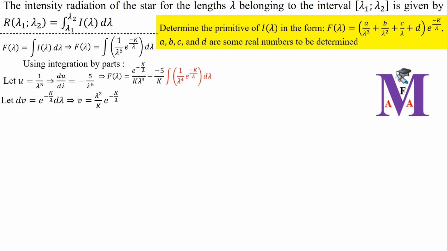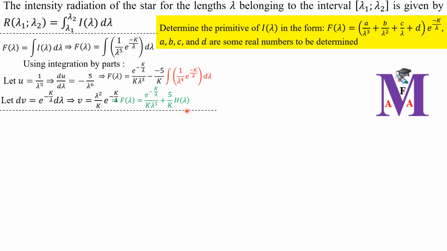Doing it, you get your f of lambda to be equal to this. So we can simplify to get our f of lambda to be e raised to the power negative k over lambda divided by k lambda cubed plus 5 over k times h of lambda. H of lambda is this integral in red.